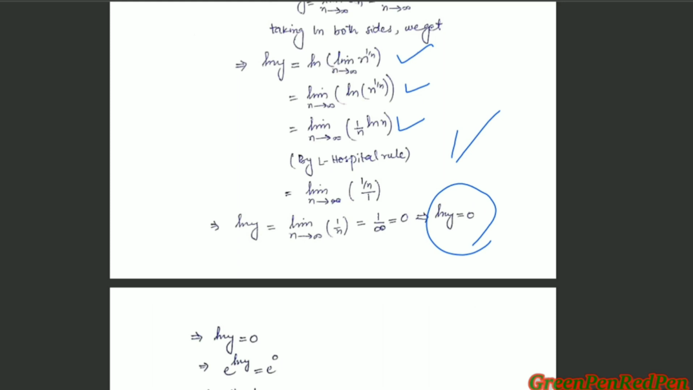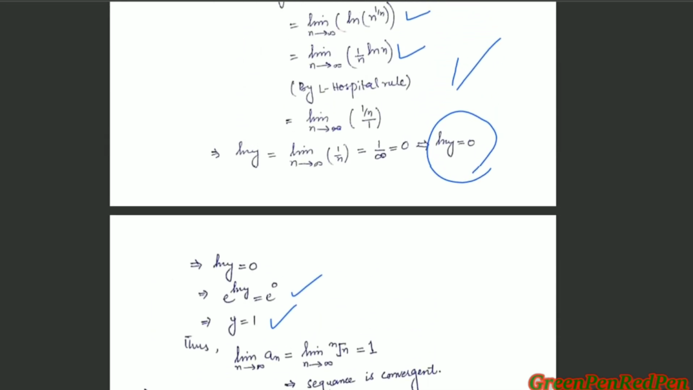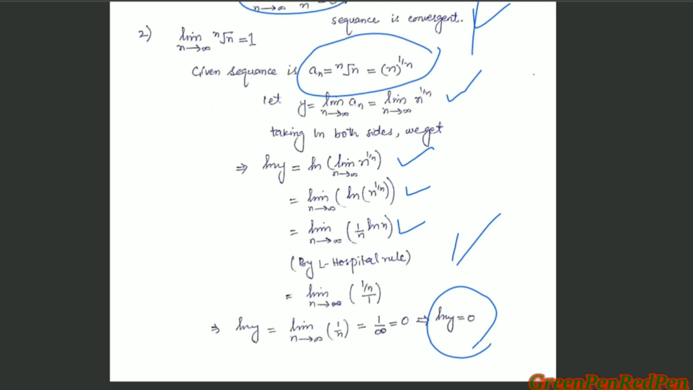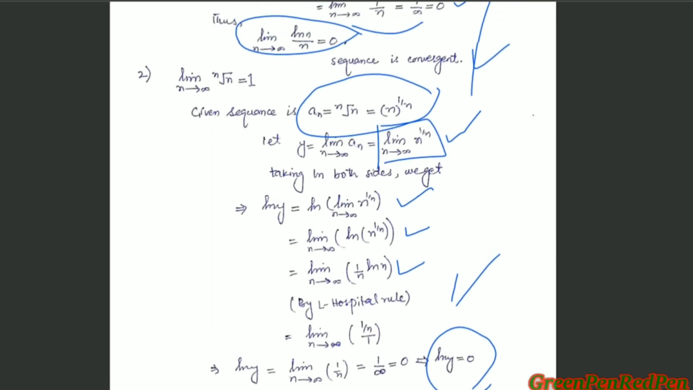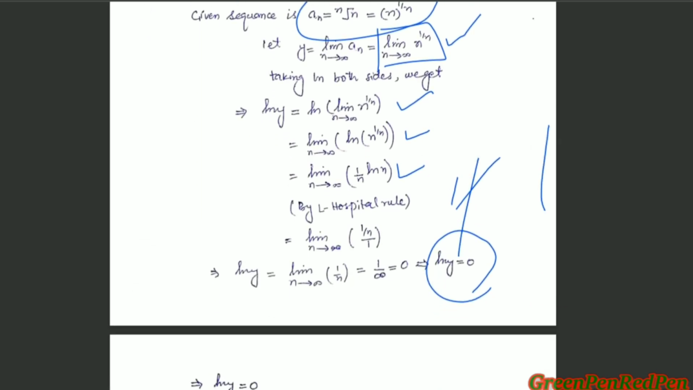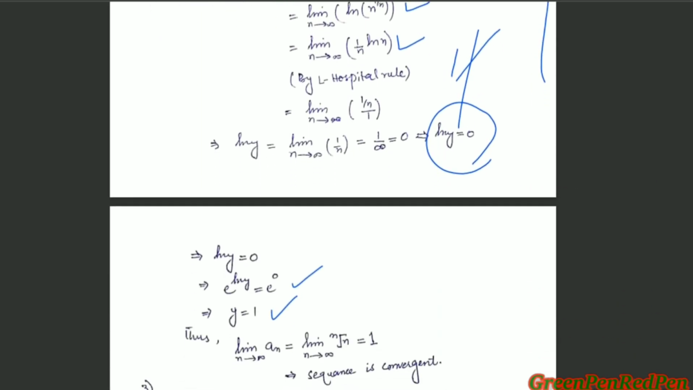Next, as we need just y, applying the exponential on both sides, we get y equal to 1. This means that this sequence goes to 1, and the sequence is convergent.